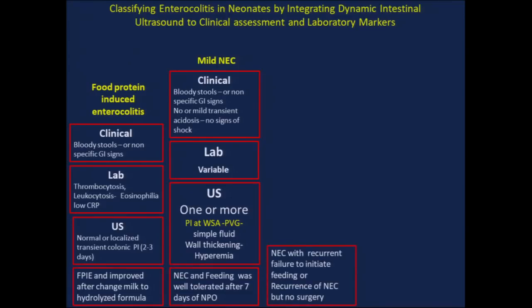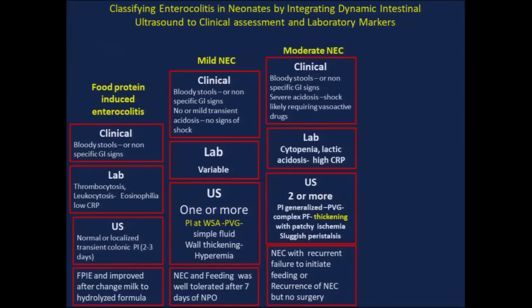And that's mild NEC. We evaluated cases with recurrent NEC, who developed another attack of NEC or failure to initiate feeding after 7 days of NPO, and we evaluated the ultrasound findings for all of them. So we started from the outcome and evaluated what was a consistent ultrasound finding with these outcomes. So two or more of these findings, including portal venous gas, complex peritoneal fluid, thickening of the bowel wall, patchy ischemia, sluggish peristalsis, two or more is enough to consider as moderate NEC. And again, lab work could be lactic acidosis, high CRP, cytopenia, clinical nonspecific, almost the same as Bell's classification.